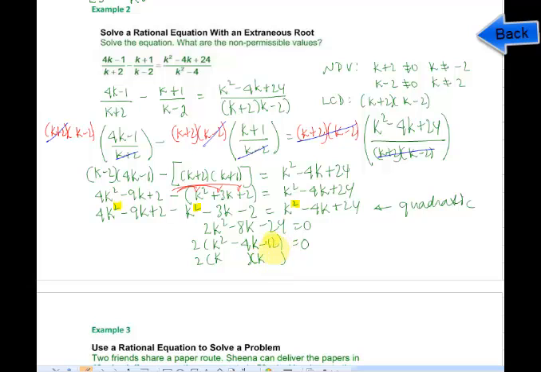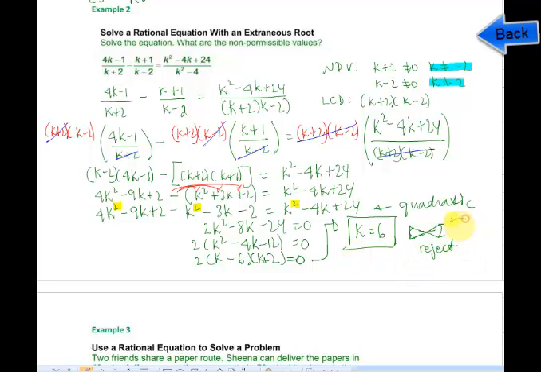The factors of 12 that will give us 4 are 6 and 2. Make the 6 negative, the 2 positive. And so we get that k is equal to 6 and k is equal to negative 2. All right, now let's go back to our non-permissible values. We know that k can't be negative 2 and it can't be 2. And take a look, one of our solutions is that k is negative 2, so we have to reject this one. And so our answer is k is equal to 6.